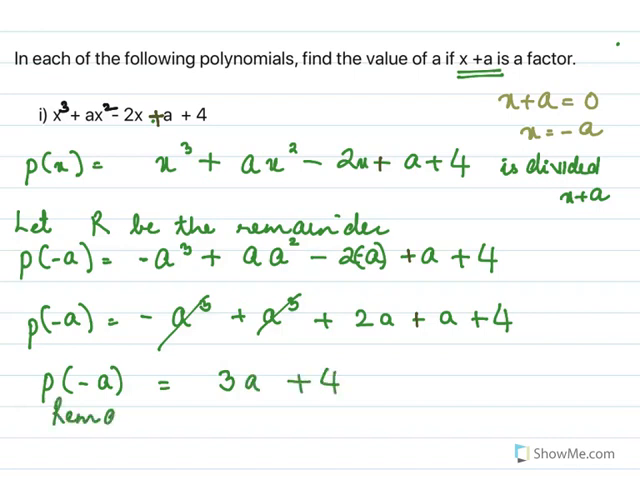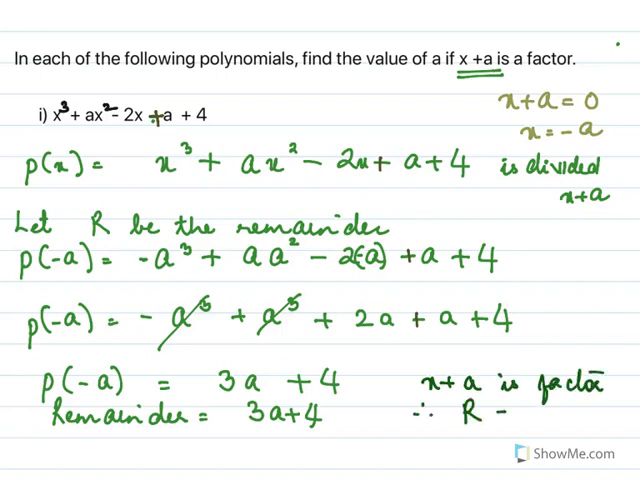So we know the remainder. The remainder we found is 3a plus 4. But we know that x plus a is a factor. Therefore, the remainder 3a plus 4 equal to 0, because factor means remainder is 0. So 3a plus 4 equal to 0, a equal to minus 4 by 3. The answer is minus 4 by 3.